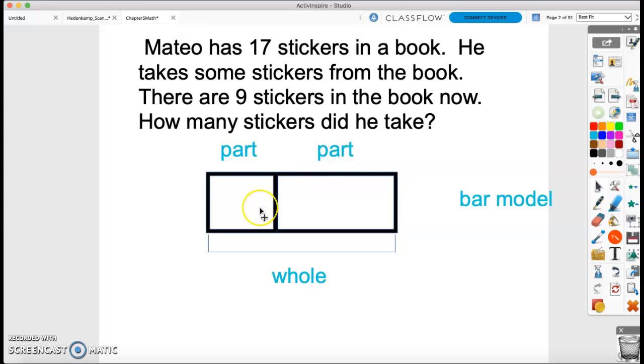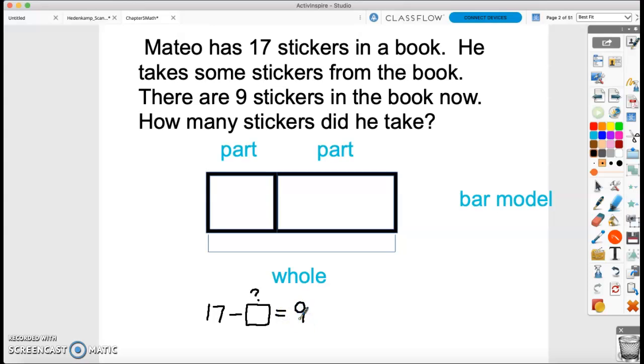Okay, so I'm going to read the story again and we're going to write a number sentence to go along with the story. It says, Mateo has 17 stickers in a book. So he has 17 stickers. He takes some stickers from the book. Well, if he takes some stickers, we're going to subtract because that's take away, but we don't know how many because it said some. Some leaves me with a question that I don't know. And it says there are 9 stickers in the book now. So I know that at the end, he ends up with 9 stickers now.